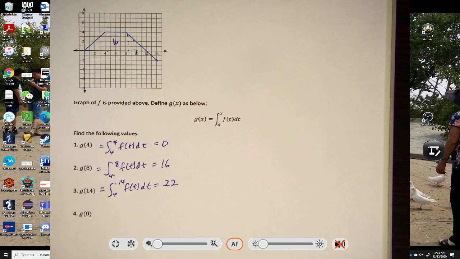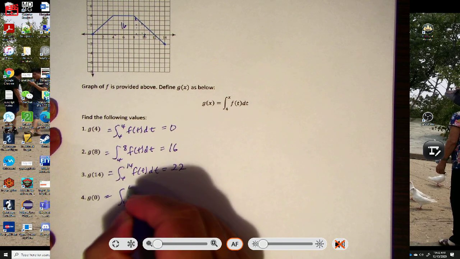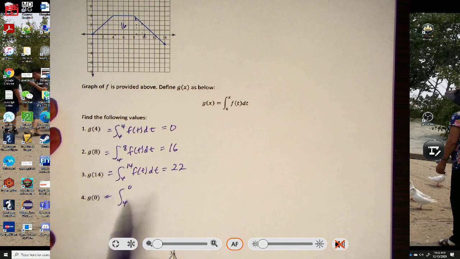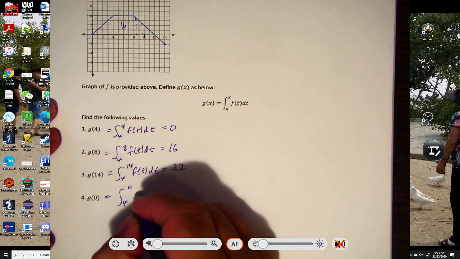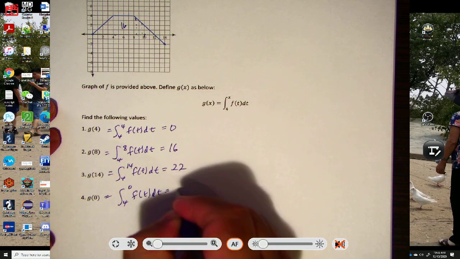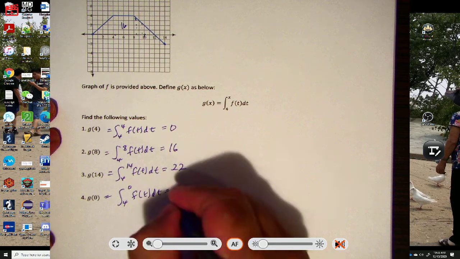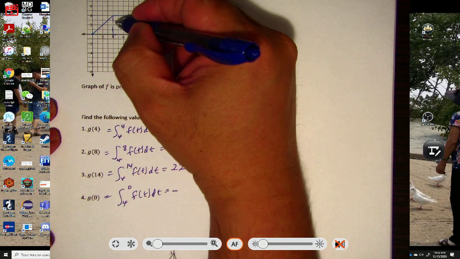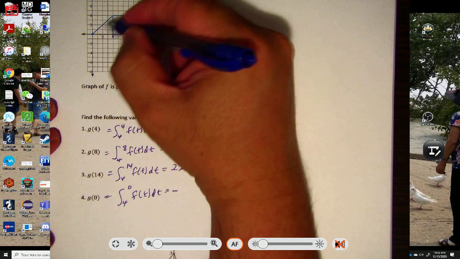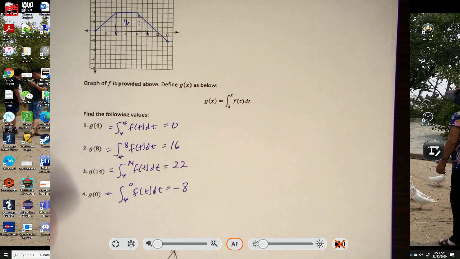So you have the paper, and if I made a mistake, look it up. Let's look at g of 0. It's from 4 to 0. Keep in mind, you're not going to put them in order, you're going to put where the x is. So I'm going to go backwards, of f of t dt. Since I'm going backwards, this is going to be the opposite of what it is. This is a positive area, so since I'm going backwards, it's going to be negative. And this area here is 4 by 4, 16, divided by 2 because it's a triangle. So that's negative 8. That covers the basics of an accumulator function.